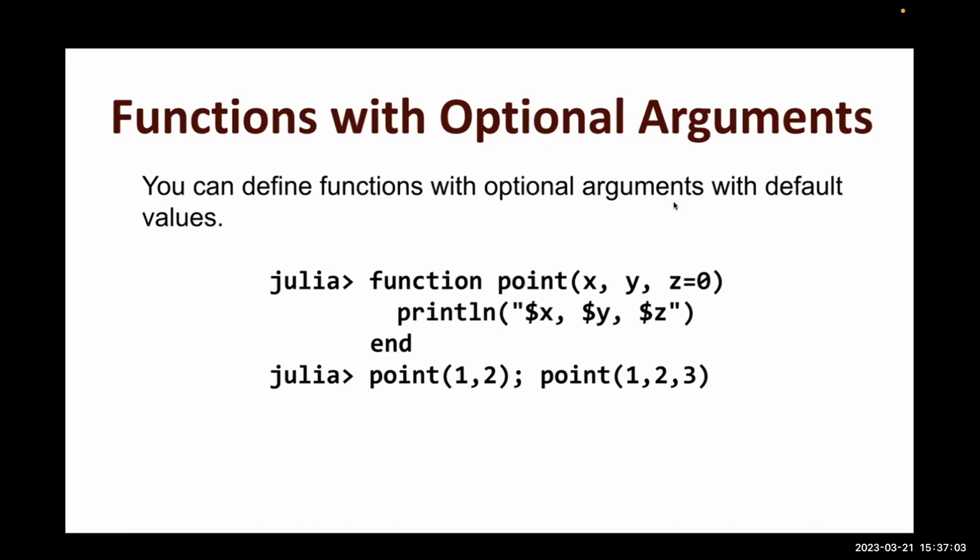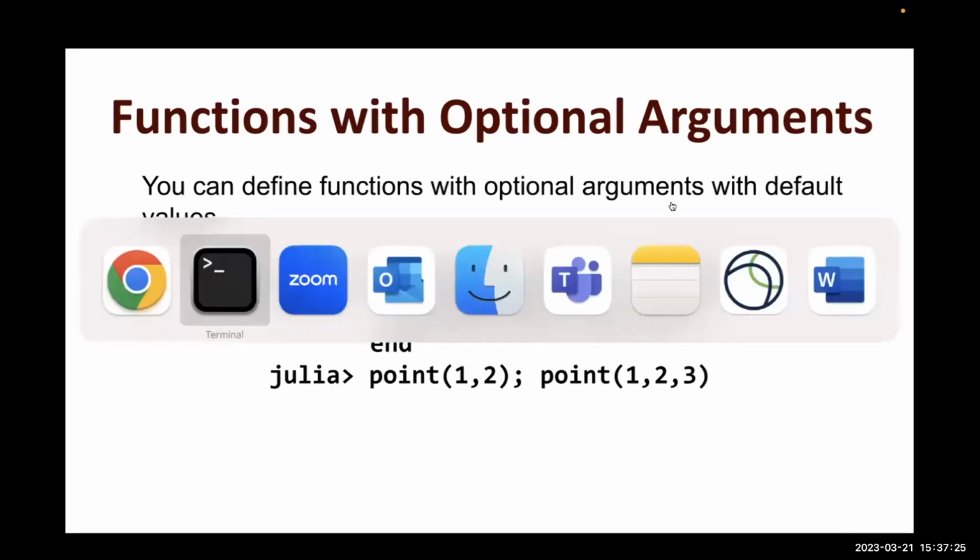So here, the optional argument is provided to the function definition with a default value. Without a default value, the Julia function will consider your input as a positional argument. That means you have to provide your z value. Otherwise, you'll get an error message. So we can easily try things out ourselves.